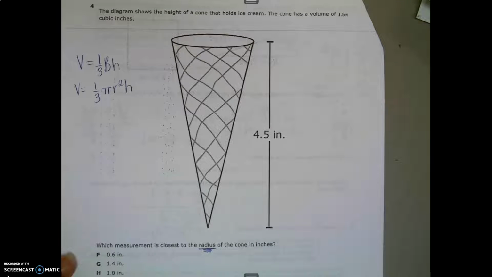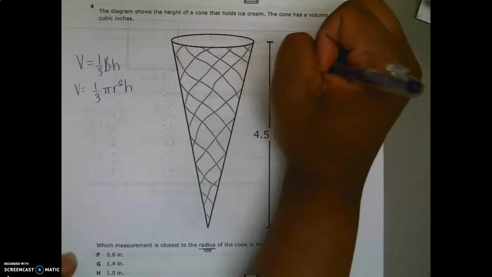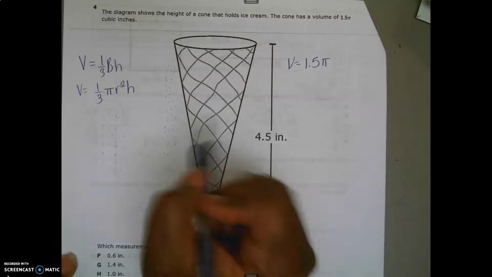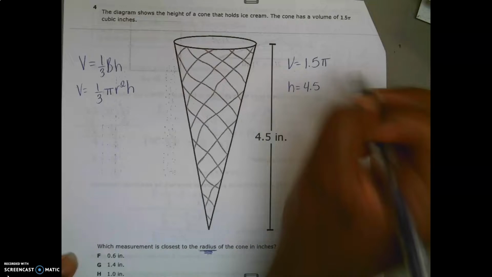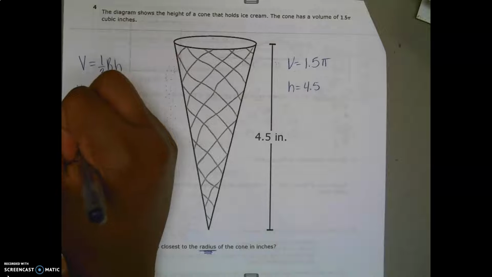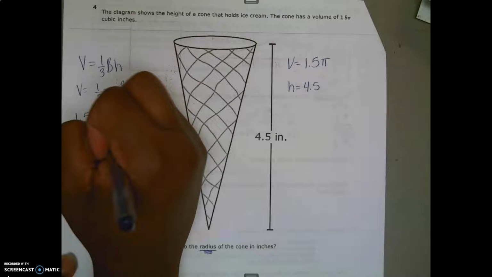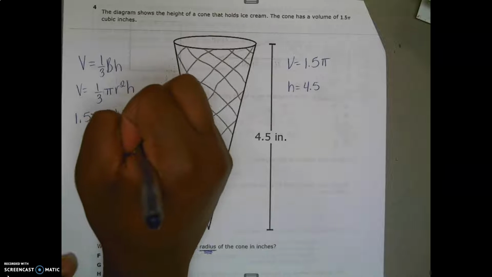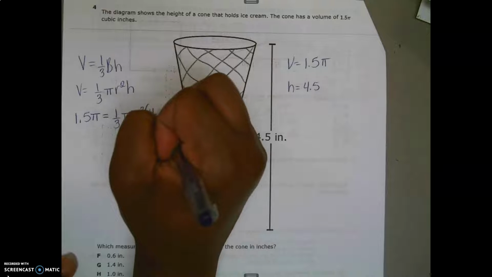So now I'm going to substitute in what I have. So I know that my volume is equal to 1.5 pi. So I'm going to substitute that in. And then I know my height is 4.5. So I'm going to substitute in the values that I have. 1.5 pi for volume, then 1/3 pi times radius squared times 4.5.